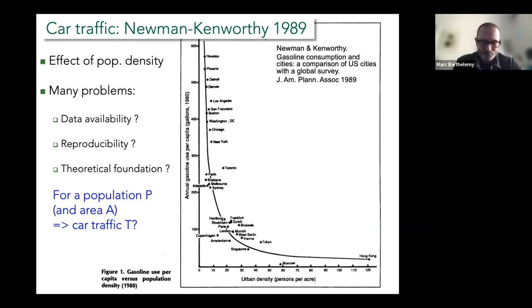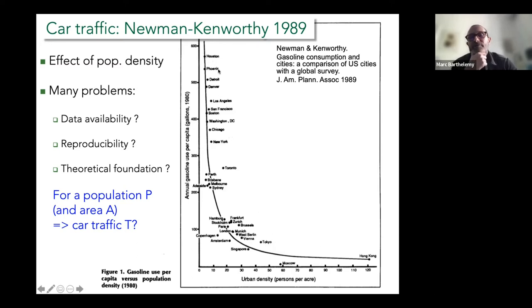So then let me talk about something else, not the population, but what's happening about car traffic in cities. And probably you saw this nice plot proposed in 1989 by Newman and Kenworthy. It's basically the gasoline use per capita versus the urban density. So it's a very straightforward plot: they plotted how much gas you are using. So it's basically the car traffic, the larger this value, the larger the number of cars and the duration of the trips, versus urban density.